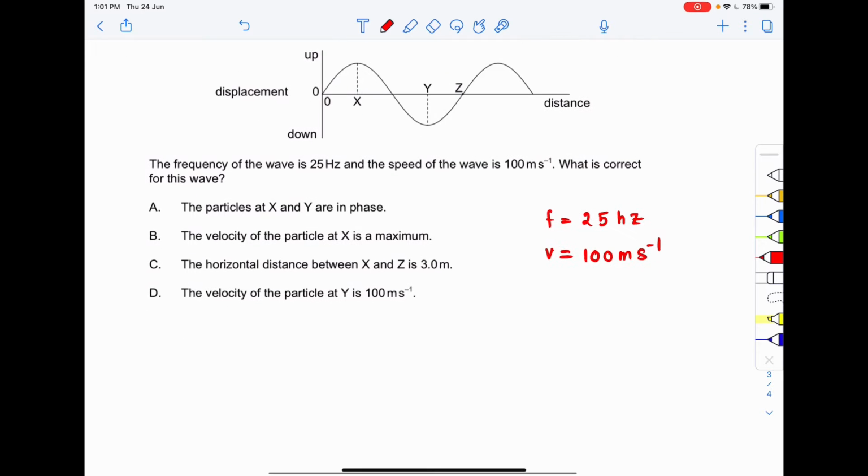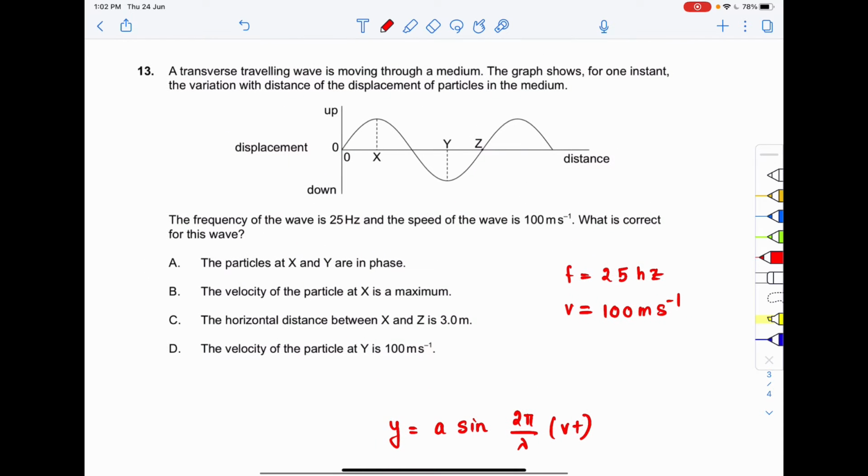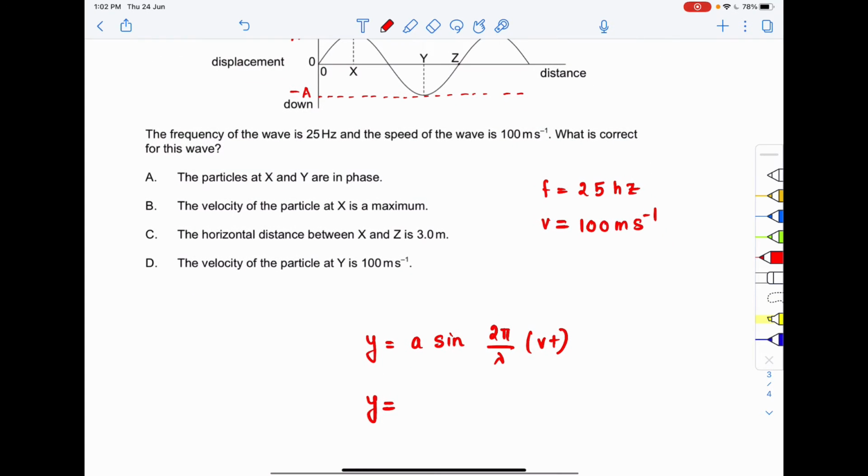So we know that the equation of the traveling wave is y equals A sin 2π/λ (vt). What is A? A is the amplitude. Let the amplitude of the traveling wave be capital A, so over here this will be A, and in the downward direction this will be minus A. What is the amplitude? The maximum displacement of the moving particles.